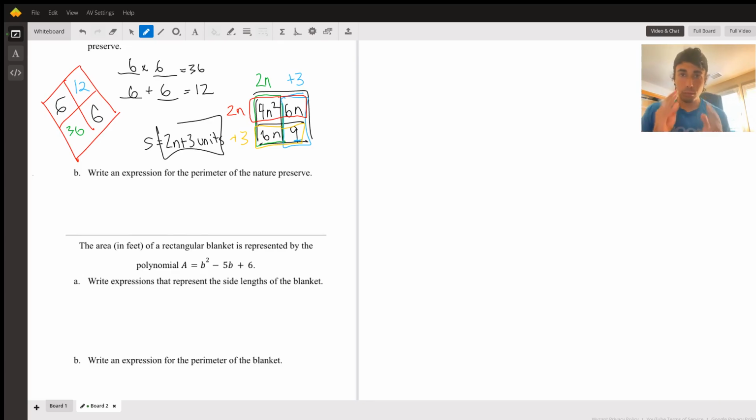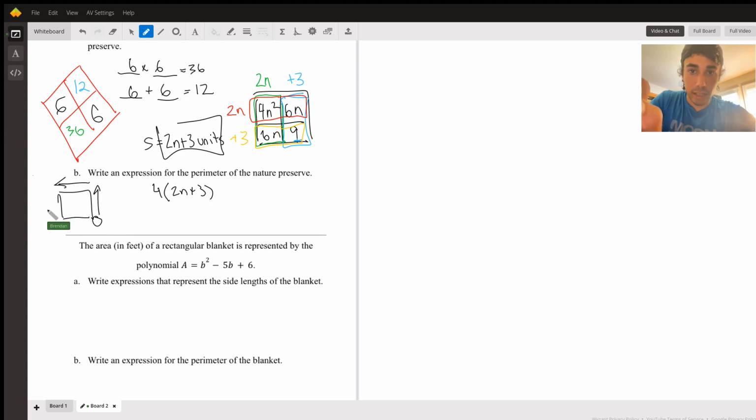All right, and the perimeter, remember what you're doing for perimeter, you're just multiplying that side length by 4. Because all 4 sides are the same. You want to think about a square, right? Again, we're just going around all 4 sides, and they're all the same. So you're just multiplying one of them by 4. So you can distribute that 4. 4 times 2n is 8n. 4 times 3 is 12. So that is going to be your perimeter.